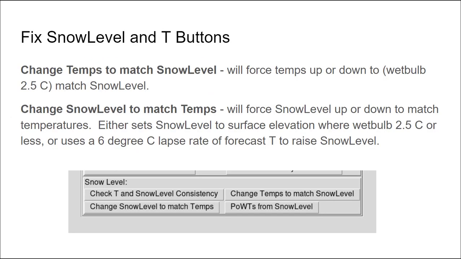So to summarize the options, change temps to match snow level will force temps up or down to wet bulb 2.5 degrees C to match your snow level. Change snow level to match temps will force snow level up or down to match those temperatures. Either button sets the snow level to surface elevation where wet bulb is 2.5 degrees Celsius or less, or uses a 6-degree lapse rate of forecast T to raise the snow level.